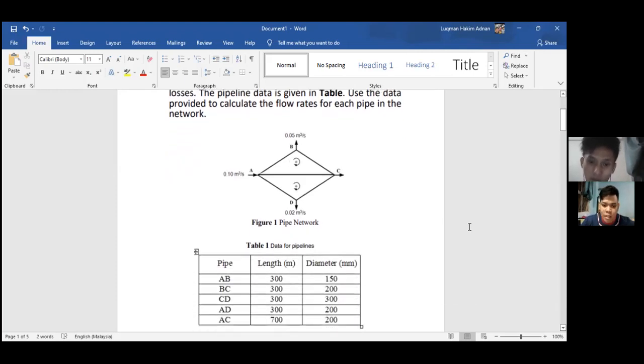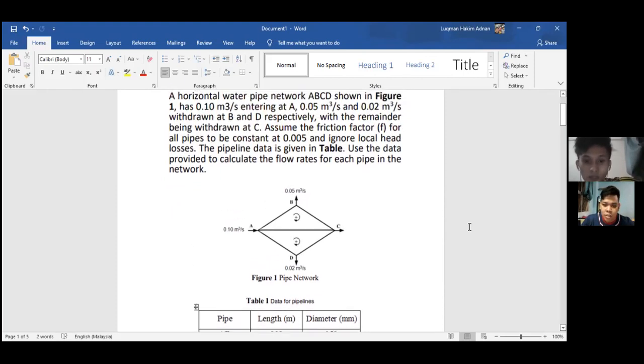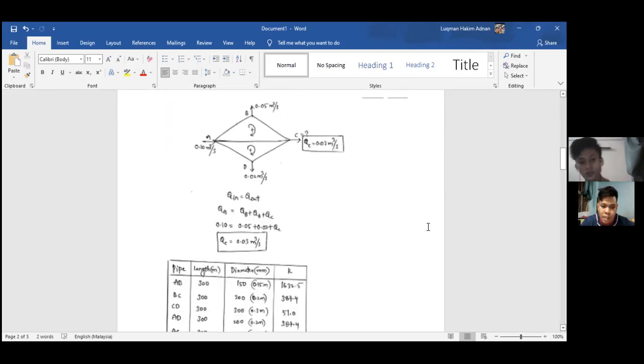So from the question, we can see they give the Q in as 0.10, Q out at B and D as 0.05 and 0.02 respectively, and we need to find QC first. The data given in the table is the length and diameter of each pipe. So moving on to the solution for part A, which is to find the flow rate for QC.